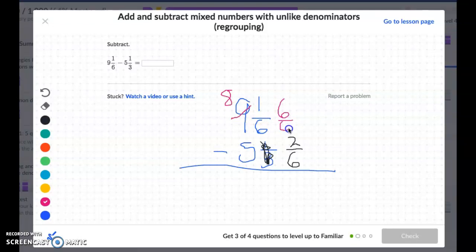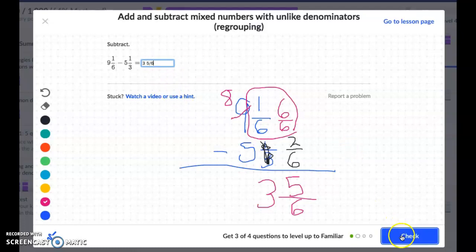And 1 whole would actually be 6/6. Okay, because that is 1 whole. So now if I look at this top fraction up here, I have a total of 7/6 because I have the 6/6, which is the whole that I borrowed, and I have the 1/6 that we started with. So 7/6 take away 2/6 would be 5/6. And then don't forget about your subtraction of the whole numbers. 8 take away 5 is 3. So our answer here is 3 and 5/6.